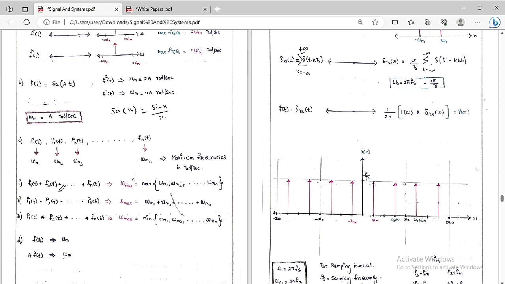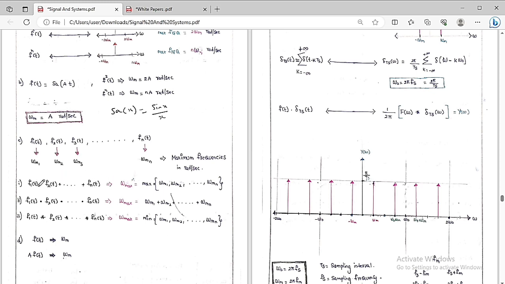Now let's go for different types of operations and see what maximum frequency the overall signal has. Suppose I do the algebraic addition of all these signals. Then what is the maximum frequency present in the overall signal? If I do the addition of all the signals, the maximum frequency present is the maximum value out of all these individual frequencies.